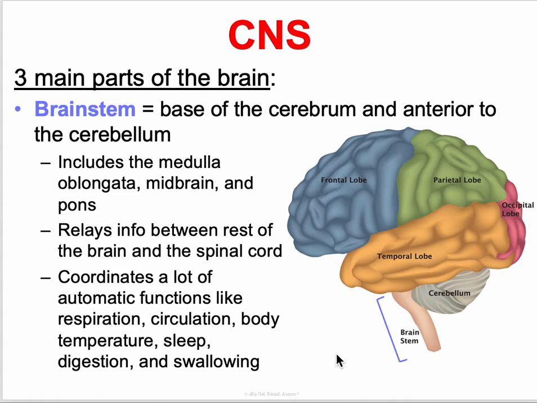This is going to be super important because it will relay information between the rest of the brain and the spinal cord. So this is what gets the information from our brain to our spinal cord and then throughout the rest of the body. So this will help coordinate a lot of our autonomic functions, such as respiration or breathing, circulation, body temperature, sleeping, digestion, and swallowing. All those functions that you don't really think about, those are going to be coordinated by your brainstem.